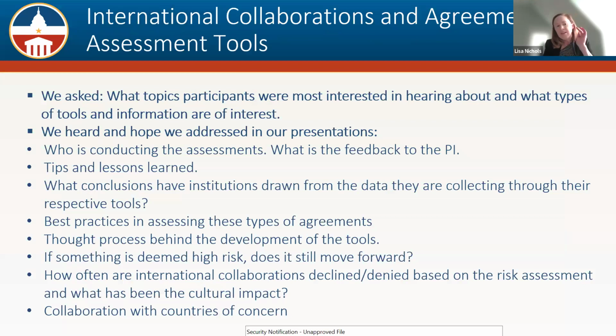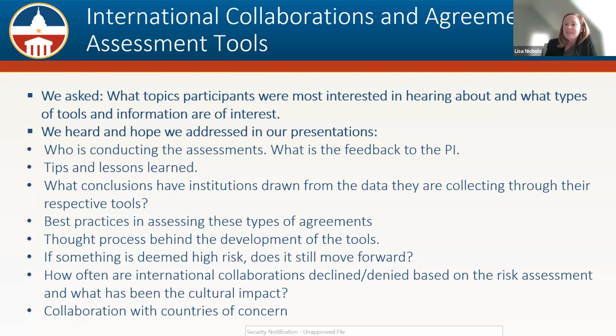So we had asked registrants, participants, what they were most interested in hearing about, and what topics and tools, what information was of most interest to them. And so I hope that what we heard and what we hope we addressed in our presentations is who's conducting the assessments, what is the feedback to the PI, lessons learned, conclusions drawn, best practices in assessing these types of agreements, the process behind the development of the tools.